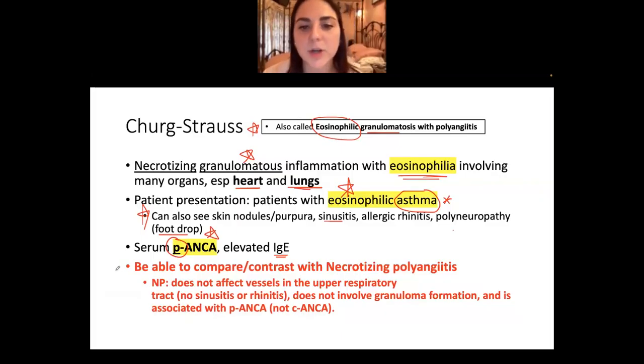So be able to compare and contrast this with necrotizing polyangiitis, the microscopic one we just talked about before. I gave some ways to differentiate it. In necrotizing polyangiitis, there are no vessels affected in the upper respiratory tract. So you don't have sinusitis, you don't have rhinitis. It doesn't have granulomas, and then it's associated with, oh, did I do this backwards? And it's associated with, oh no, that's the same thing. A P ANCA, not a C ANCA. Sorry. So that's a similarity, is also the P ANCA.